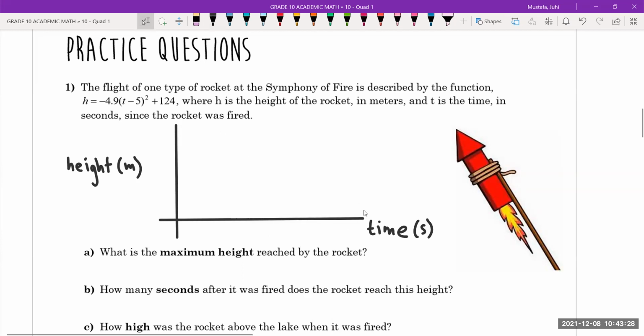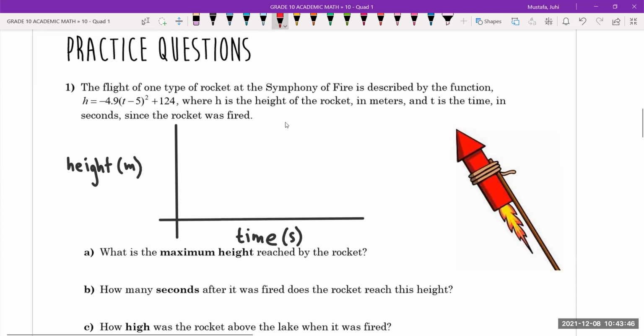I mean, I could move this over. Sure. And anytime there's time, it's always on the x. Okay, so you don't even have to think about that. Just always put it on the x. Okay, let's analyze this equation a little bit.